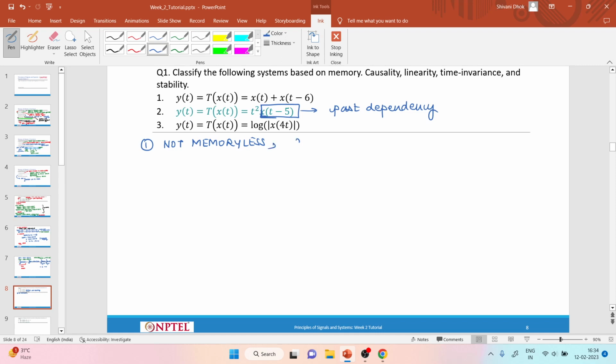Second thing, again we are just having past dependency, there is no future dependency, and hence the system will be causal. Now let us look at the third thing, that is linearity, and for that we will first look at its additivity. So let us look at additivity.